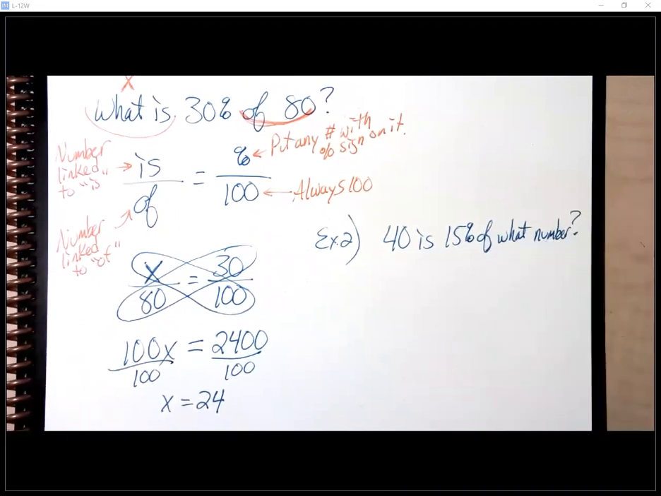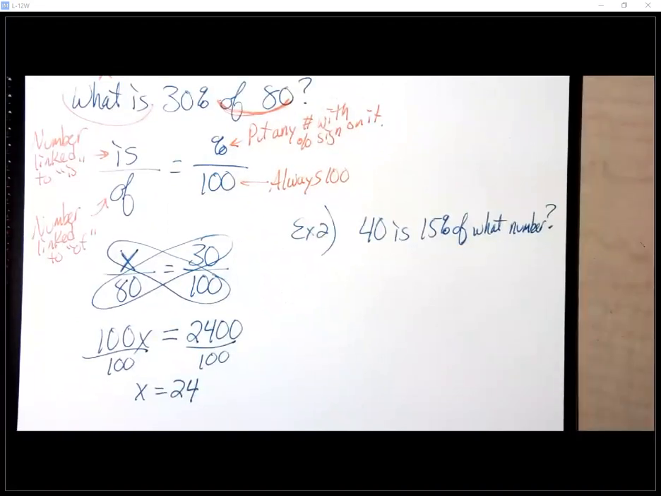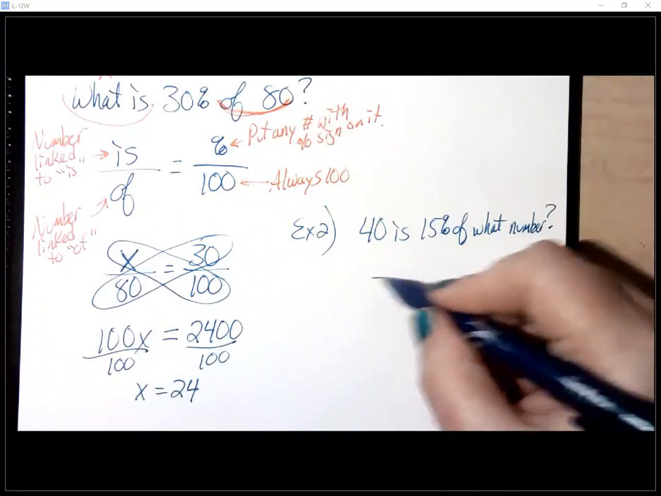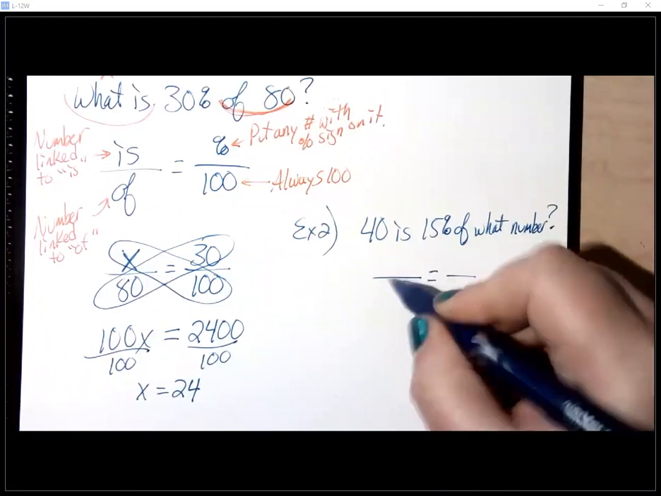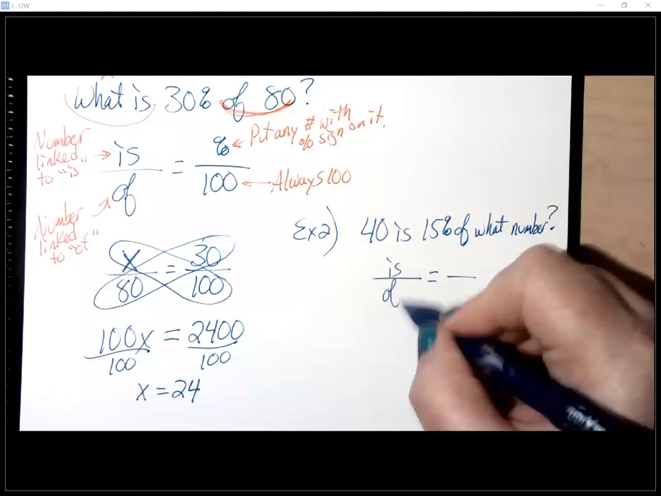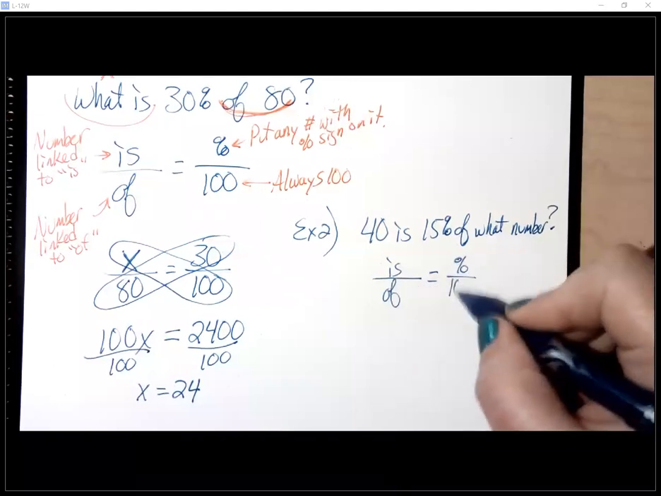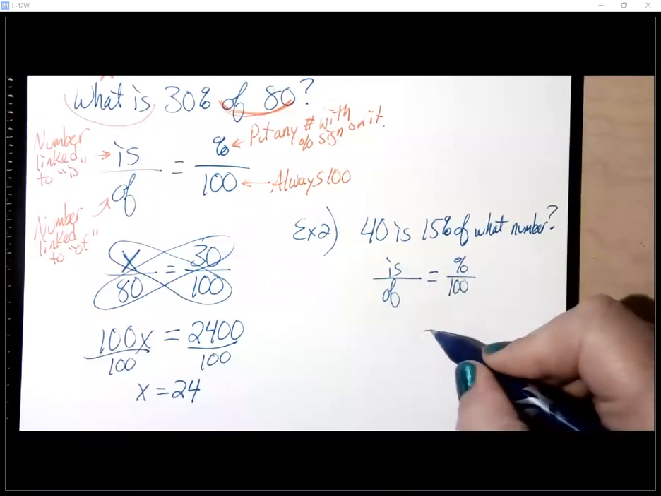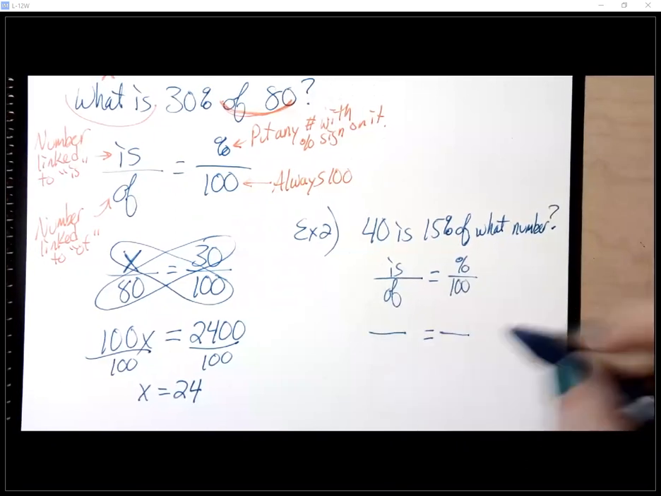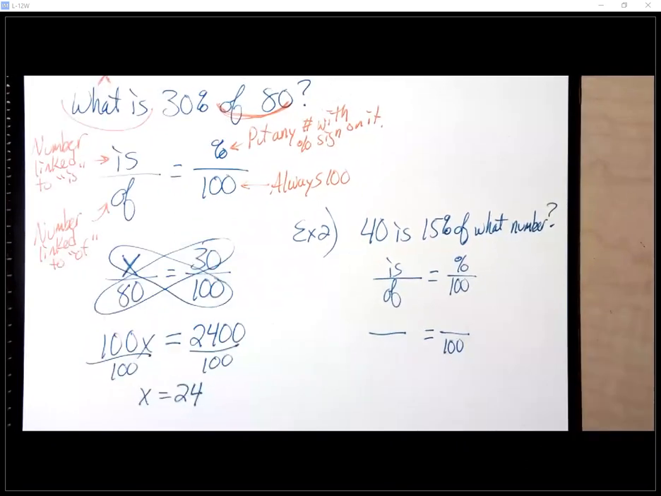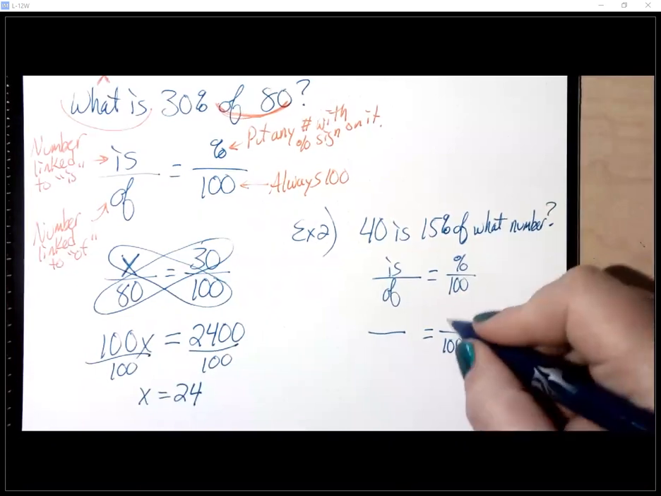So this one, the question is kind of set up a little bit differently, but I'm still going to do the same thing. So I'm going to do is over of equals percent over 100. And then I just fill in those 4 spots. 100 always goes down here. Always, always, always. So that one is kind of like a freebie. And then I usually do the percents next because that's my next easiest. Is there a number that has a percent sign on it? 15. So I know 15 goes right there.